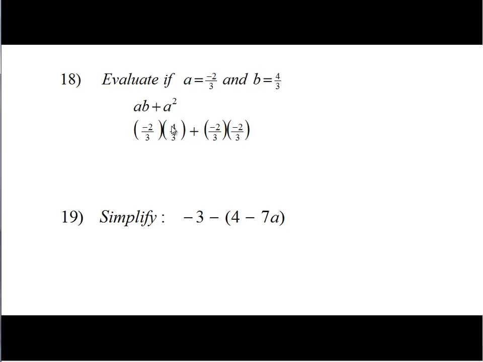Okay, when you're multiplying, you multiply the tops. 4 times 2 is -8/9. 2 times 2 is +4/9. So 4/9 minus 8/9. To subtract those, and it's -4/9.